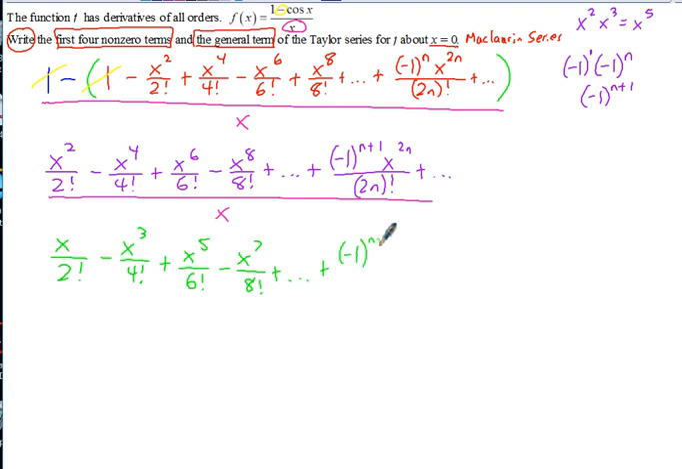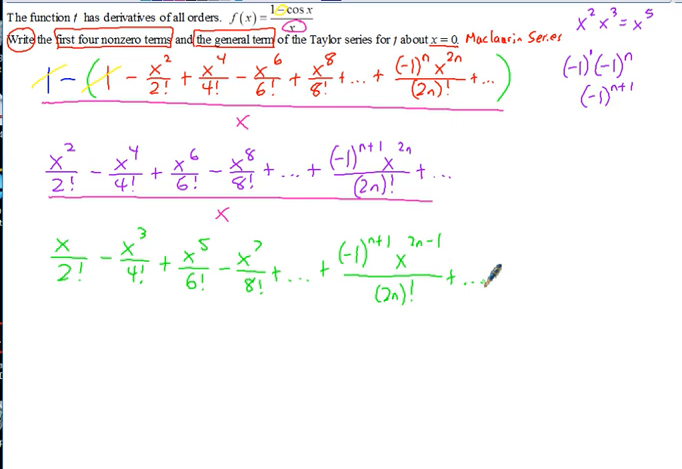negative 1 to the n plus 1. Now look at what I did to the x's, right? When we divided by x, it subtracted 1 from the exponent of x. So wouldn't it make sense that the same thing is going to happen here? When we divide x to the 2n by x, it's going to subtract 1 from it, so it becomes x to the 2n minus 1. Over the denominator, the factorial didn't change, so that stays 2n factorial. Plus dot dot dot, so it goes off to infinity.